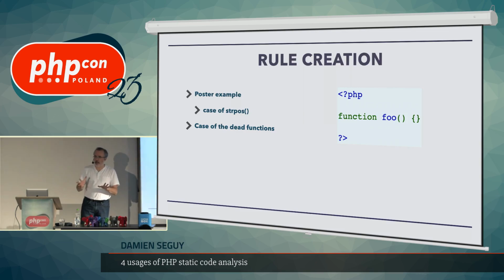But as I said, strpos now acts as the poster boy. So I just mentioned strpos problems, and you should be able to understand what kind of problem is there. So let's do a very simple exercise, and I need your participation for this one. How would you detect a dead function in a PHP application? What is a dead function? Obviously, it's a function that is not called, right? So how do you do that?